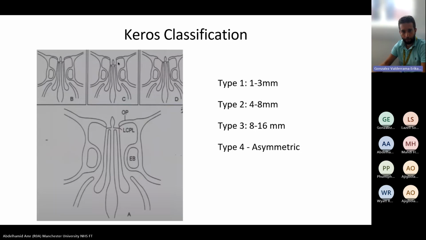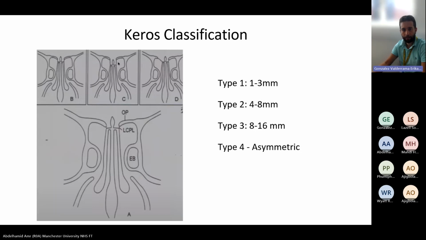Type A is the safest one, because you can see this area here is the lateral lamella of the cribriform plate, and this is the thinnest part. So this is the part that's more likely to be injured. So with a very deep one like here, the chances of injury would increase in a type C rather than type A.